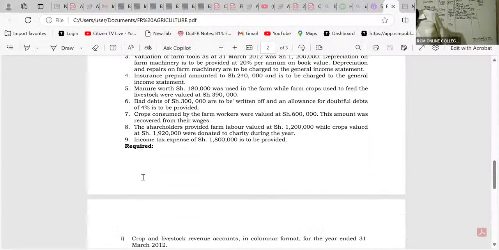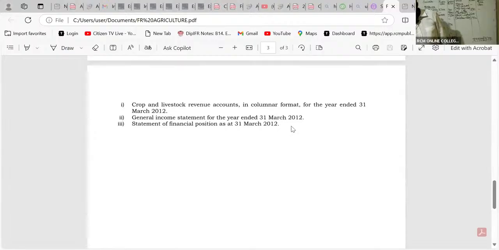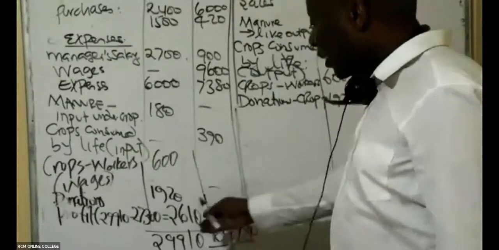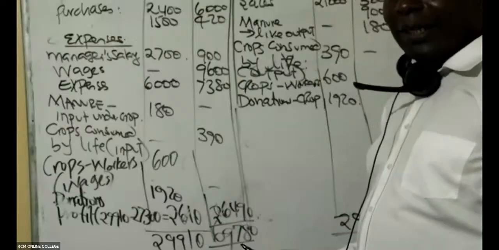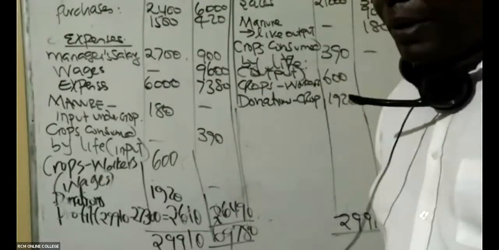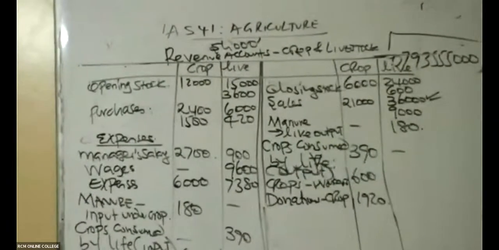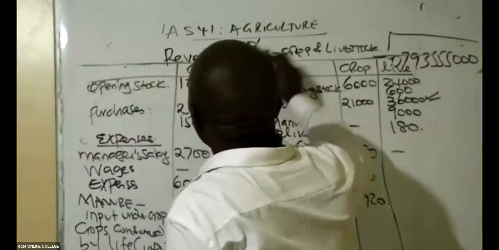So part 2 of this question: now they want us, ladies and gentlemen, to give them the general income statement for the year ended 31st March 2012. Please mark these 2 figures, they are very, very important. These are the revenues coming from each biological asset. Now I'm doing the income statement.